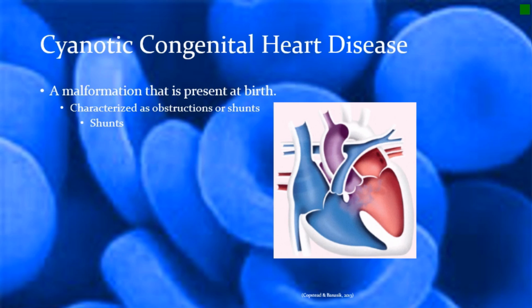Shunts refer to abnormal pathways of circulation in the heart and are characterized as right to left or left to right. Today I'm going to focus on right to left shunts, which are also known as cyanotic defects. The cyanosis is a result of unoxygenated blood from the right side of the heart mixing with blood in the left side of the heart, via pathways I will soon discuss, and entering our peripheral or systemic circulation before passing through the lungs.